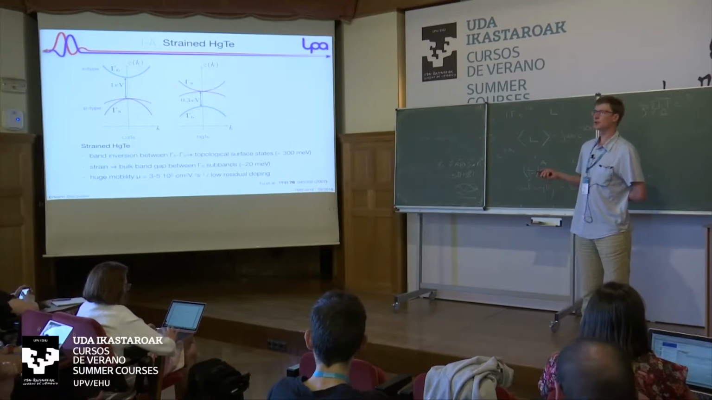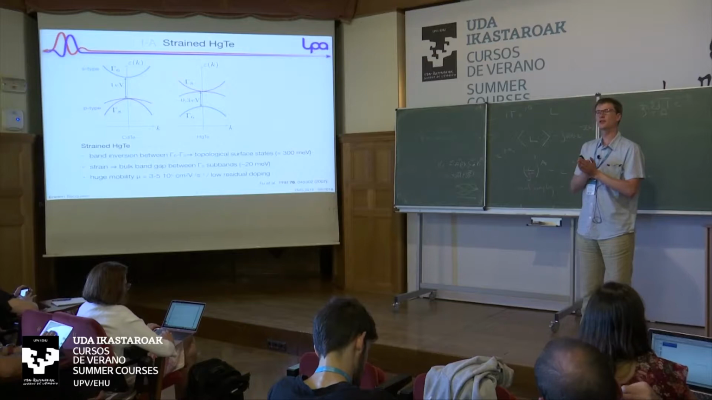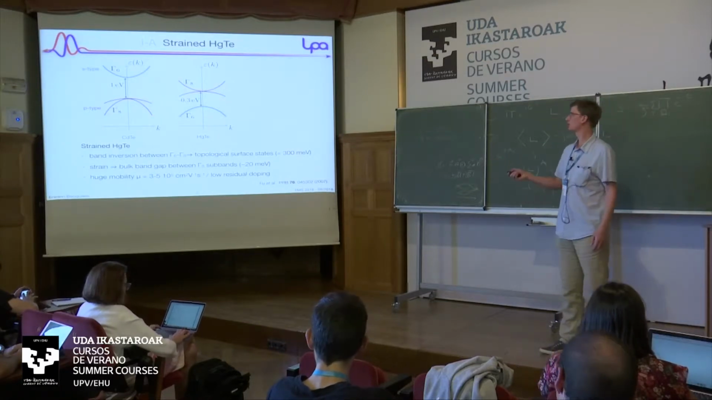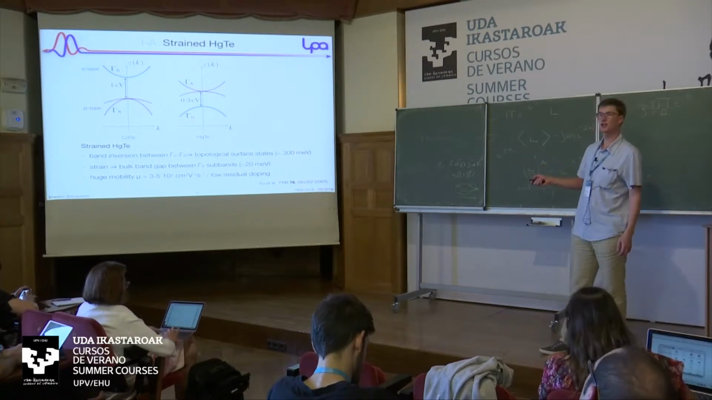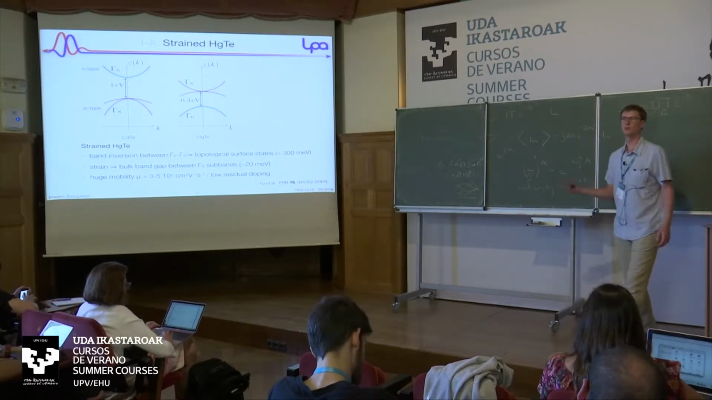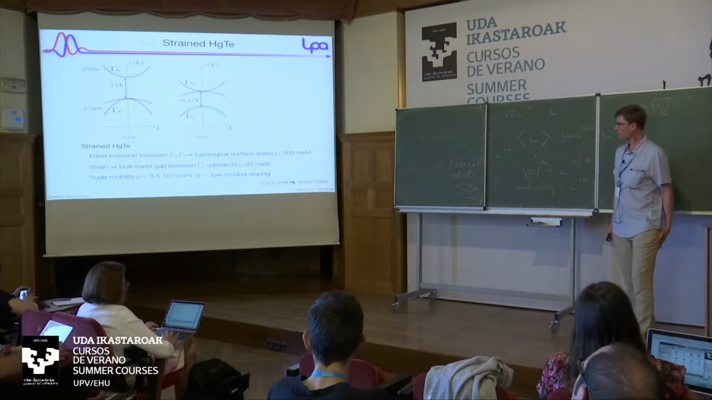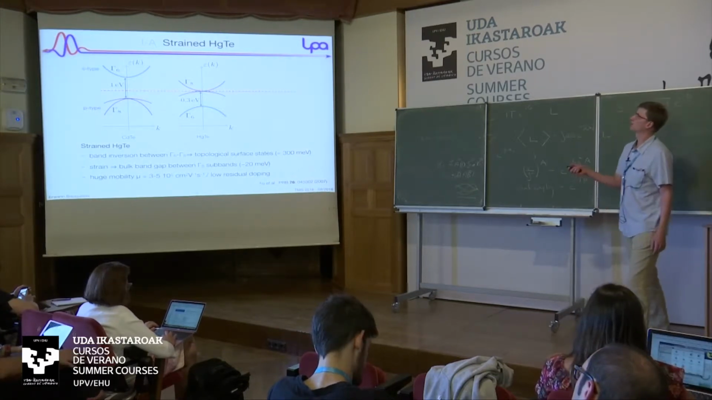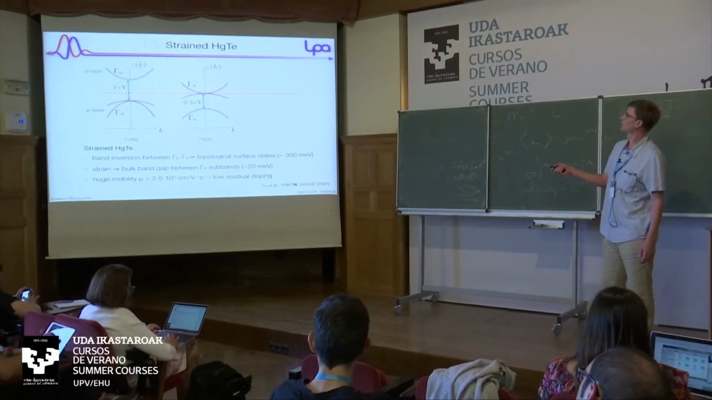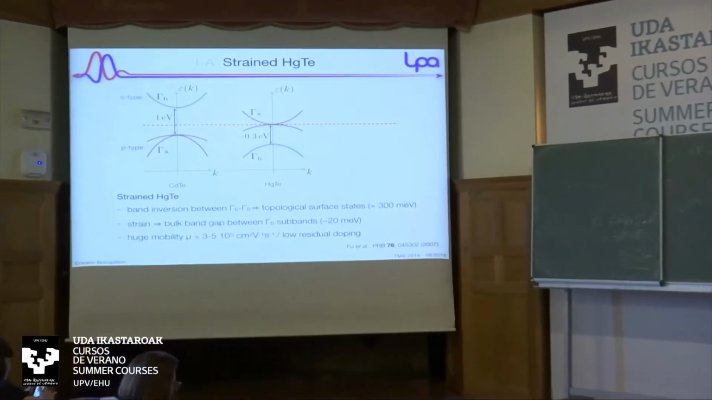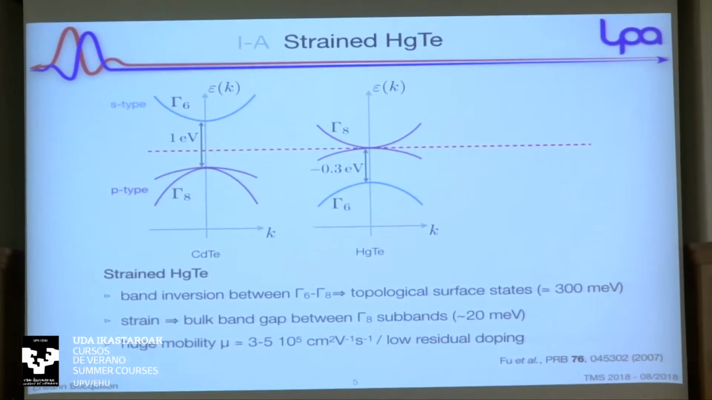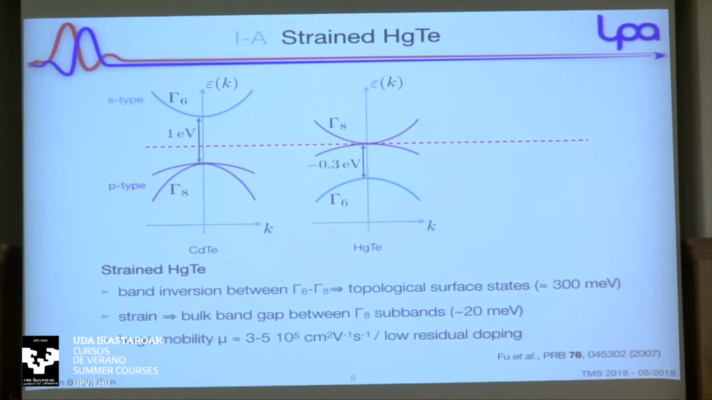And you simply understand that when you create an interface between these two materials, you have to connect bands with the same symmetry, and you will necessarily have a band crossing, which will host some surface state. You should, however, be careful that in mercury telluride, the Fermi level is actually here between the two subbands, the gamma-8 subbands, so that in principle, mercury telluride in itself is not really an insulator, but rather a semi-metal.